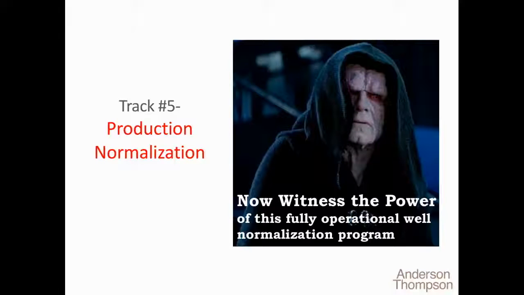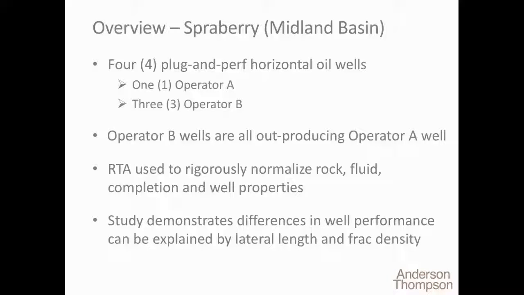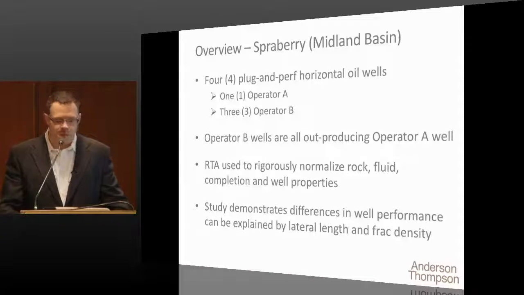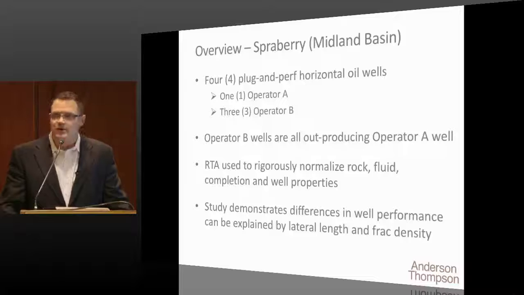So the last track that we're going to present here for RTA studies by themselves is production normalization. And we're going to start by doing a case study in the Sprayberry. And we're looking at 4 plug-and-perf horizontal oil wells here. 1 was from operator A, and 3 were from operator B. The operator B wells, all of them, were better than operator A. And operator A wanted to know why.